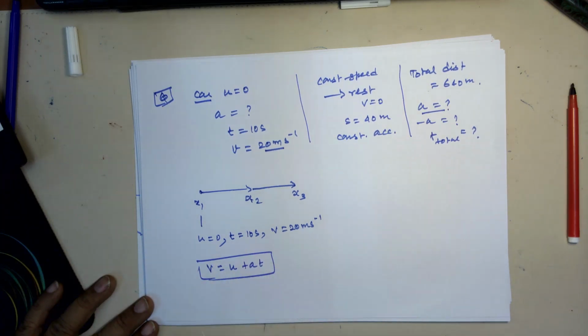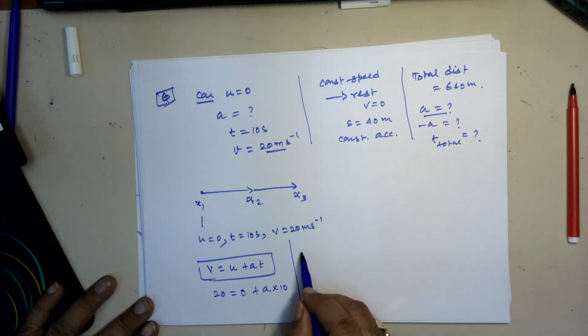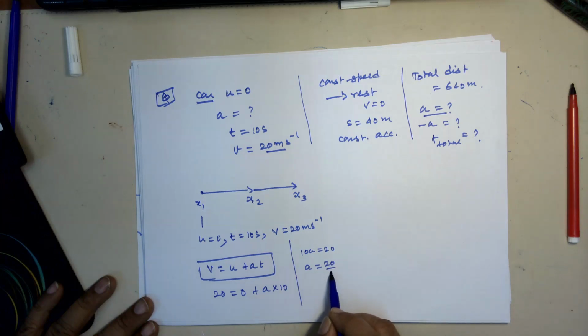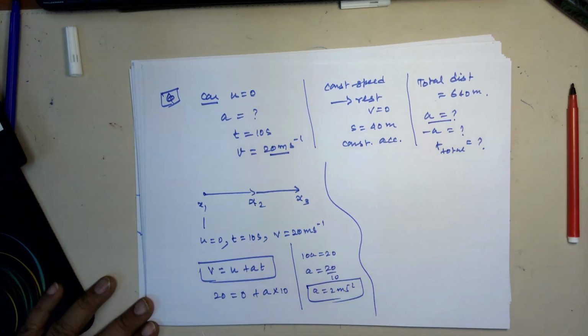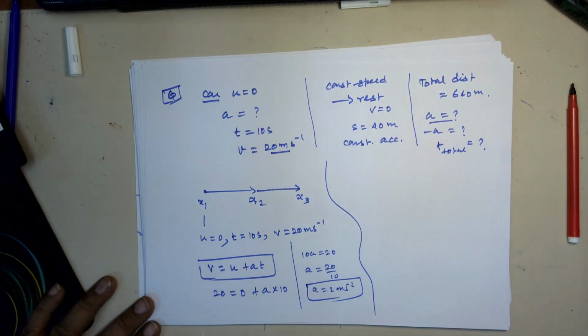Okay. So likewise, you must be able to select the appropriate formula. So v is equal to u plus at. So v in this case 20, u is equal to 0, a is to be found out, t is equal to 10 seconds, right? It means that is 10a is equal to 20, a is equal to 20 by 10, that is 2 meter per second square. So now we have found out the acceleration. Are you comfortable?